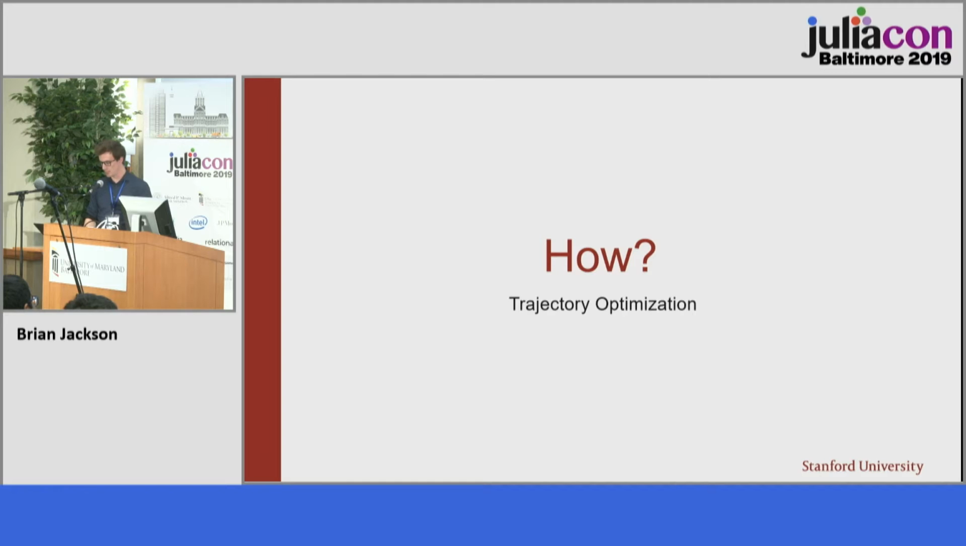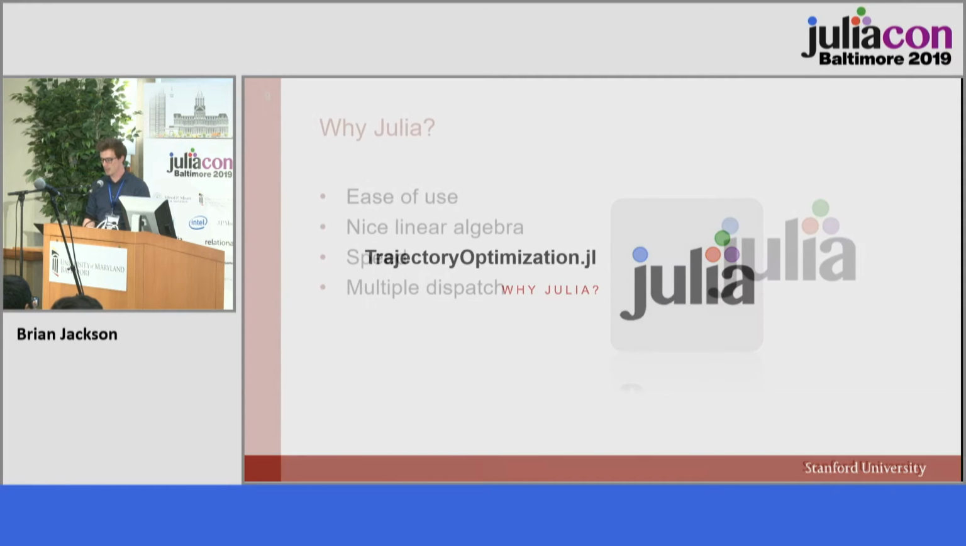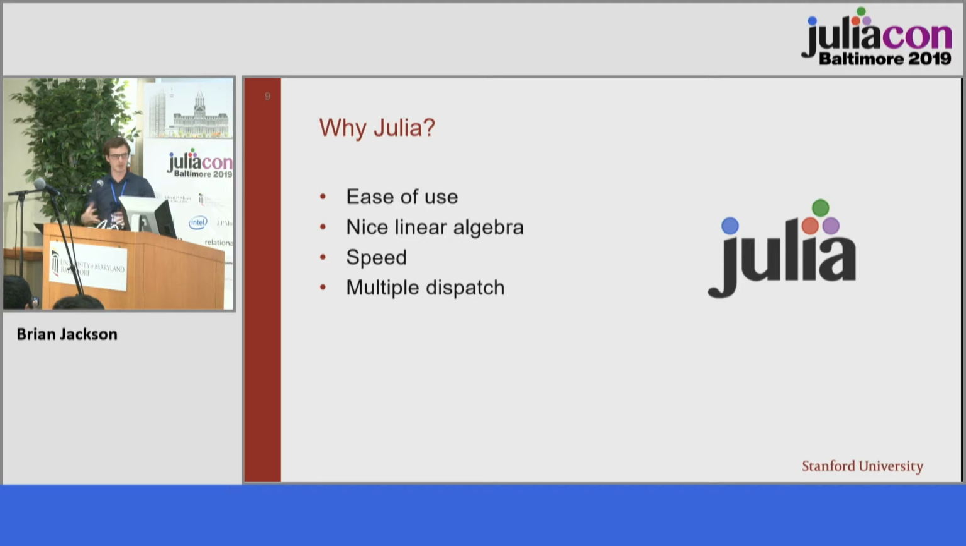So as a brand new lab at Stanford, we started developing a lot of new infrastructure, and part of that infrastructure is this new package, TrajectoryOptimization.jl. So before we talk about what the package is and what it does and what trajectory optimization is, I want to talk about why we picked Julia, especially when nearly everyone in the robotics community is using languages such as Python or C++ or MATLAB.